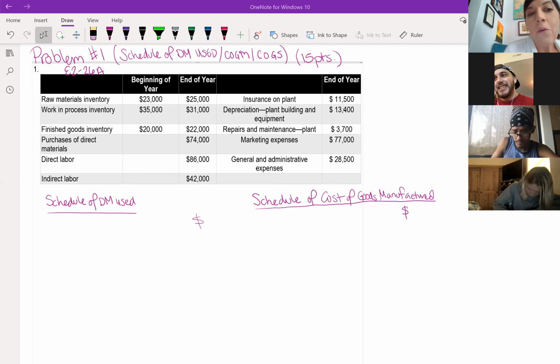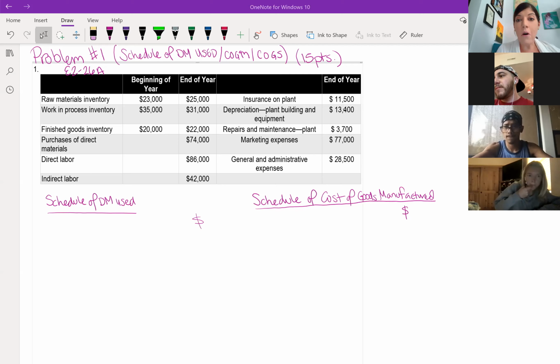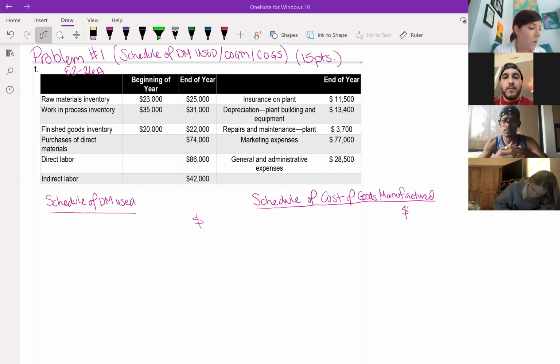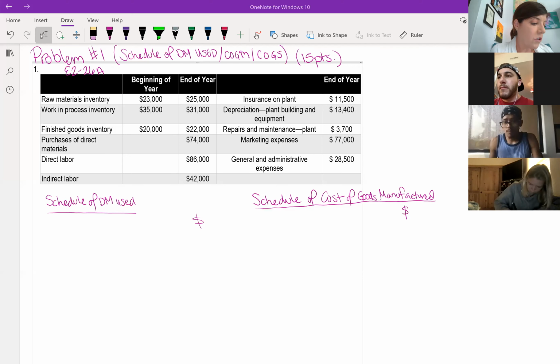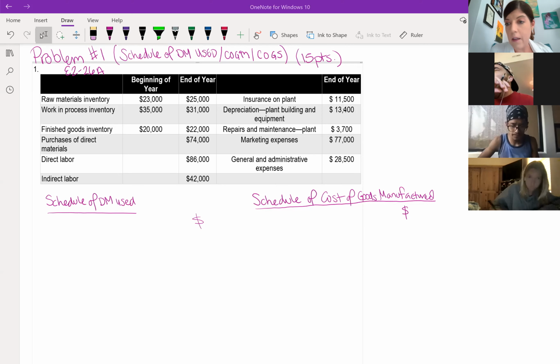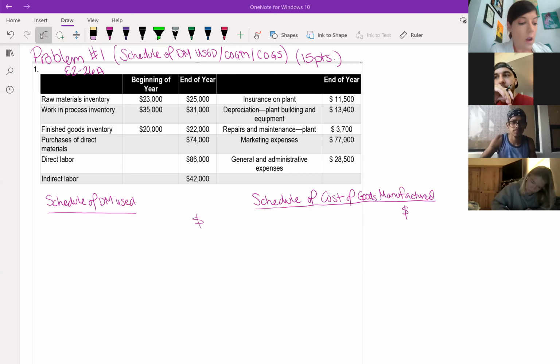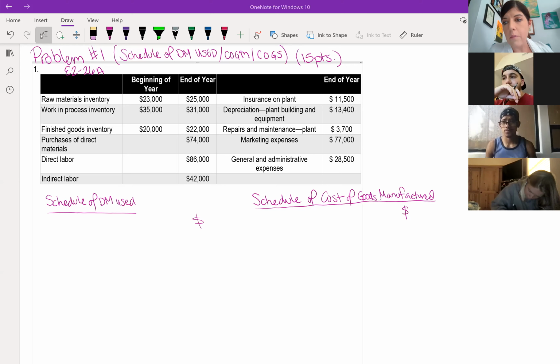So we're going to start with our schedule of direct materials used. And basically what this is doing is going through the raw materials inventory account. And I apologize because I didn't copy and paste everything from the problem, but it says that the company, for the most recent year, using the amounts described below. So they gave us the beginning balance for some of these accounts and the ending balance for some of these accounts. And then it says, assume that the raw materials inventory contains only direct materials.